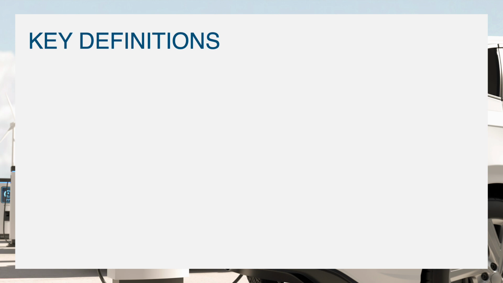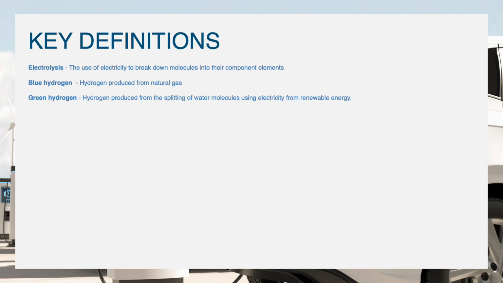Right, it's time to finish this section by checking the key definitions. Let's go through the first one, which is electrolysis. This is the use of electricity to break down molecules into their component elements. In this section, we're specifically looking at electrolysis because it's used to split water into hydrogen and oxygen to produce green hydrogen. Blue hydrogen is then produced from natural gas. Green hydrogen is produced from the splitting of water molecules.